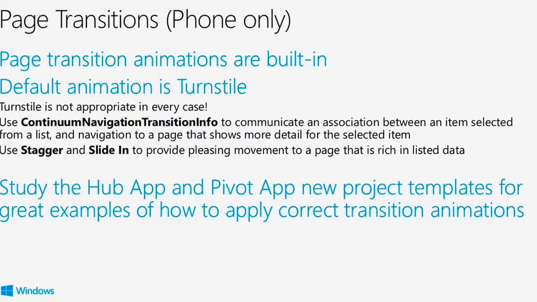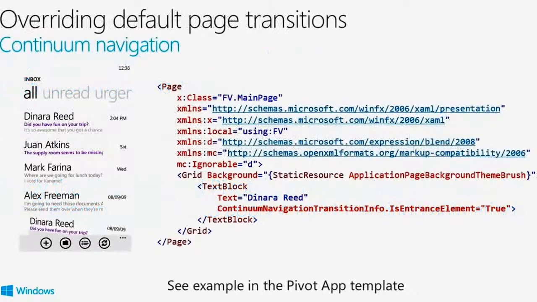Now, I'm actually not going to spend an awful lot of time trying to teach you this because there's a fantastic resource built into the SDK that helps you to get the most of this. All you need to do is create a new hub app and a pivot app. They have all of this built in. So you can study them, and I'll show you this in a moment, and see how it's used, and then apply them to your own apps.